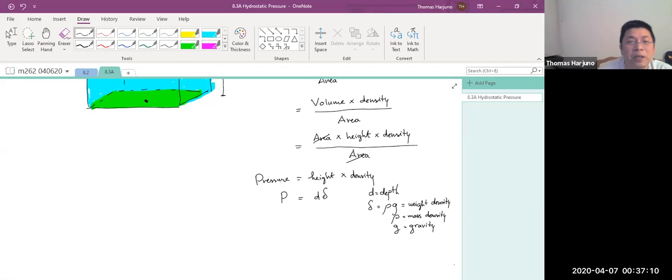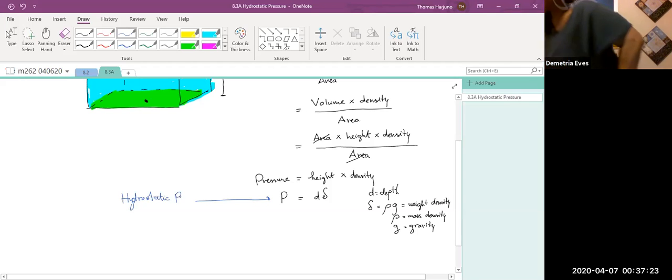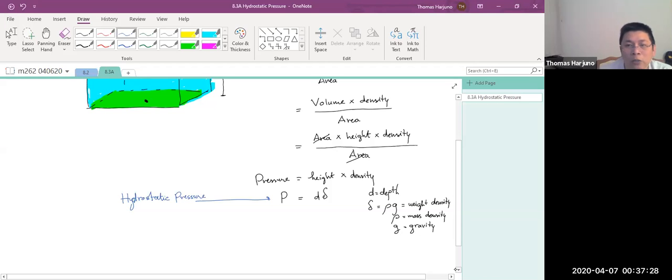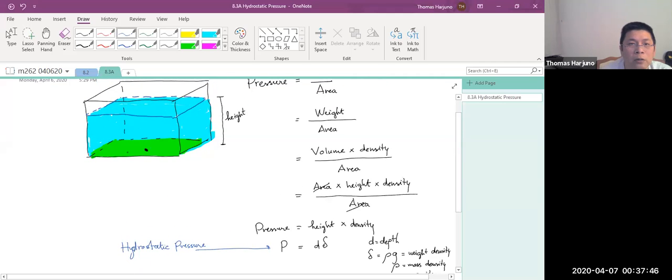Now, this P is the one we call hydrostatic pressure. Now, if we ask what is the hydrostatic force, then it refers to the force that applies to all the green region here.